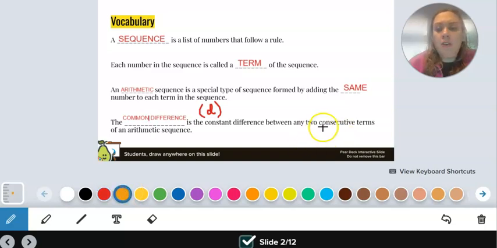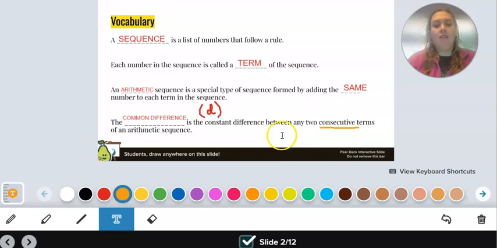And I also want to note that we see this word consecutive. Consecutive means right after each other, right? So the one right after it. Make sure you get these vocabulary notes on your slide, whatever you need, and when you're ready, push ahead to slide 3.